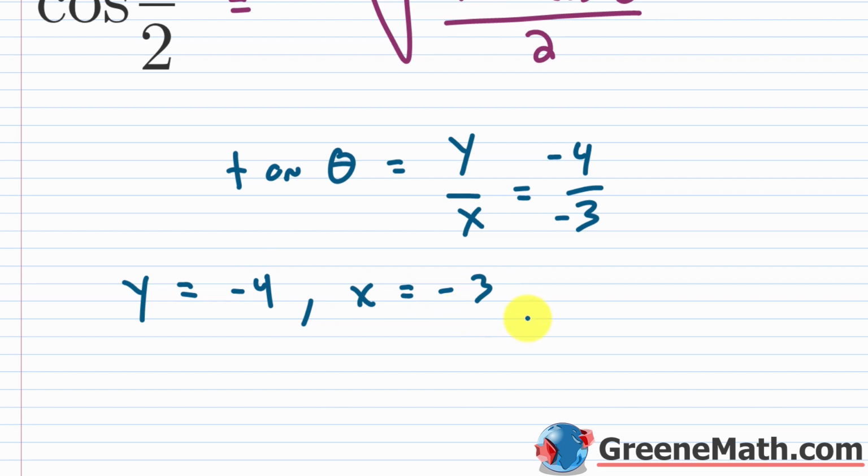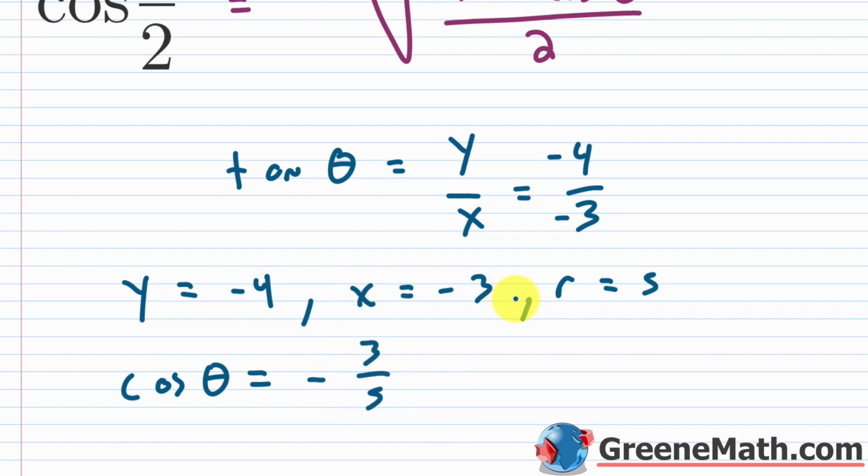Now we need to figure out the r value here. And a lot of you can just eyeball this and see it's going to be 5, right? Because basically, forget about the negatives here. You have a 3, 4, 5 right triangle. So at this point, you can just put r as 5, and you could say that, okay, well, cosine of theta is going to be x, which is negative 3, over r, which is 5. So this is negative 3 over 5.